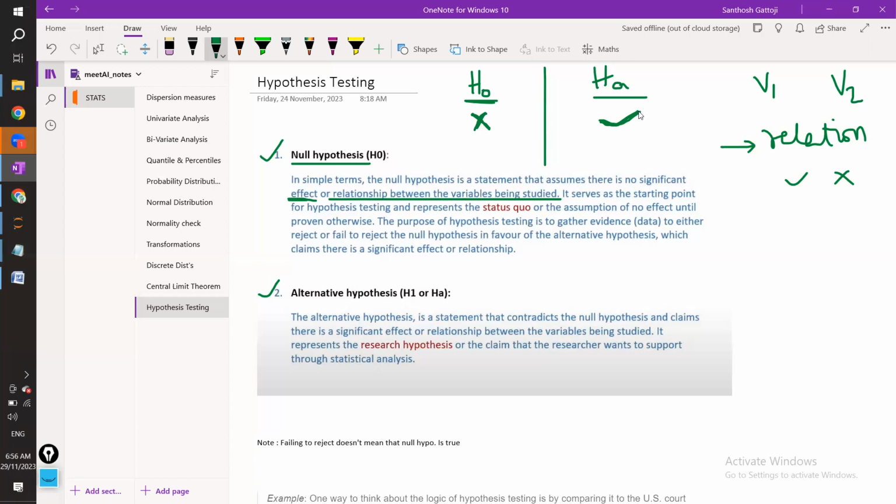Are we good till this point? Yes, yes, sir. Okay, fine.